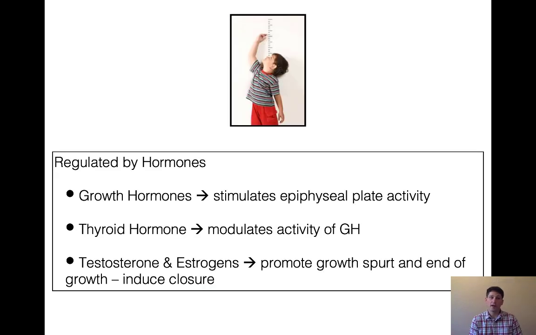So that's regulated by hormones. Growth hormone is stimulating the epiphyseal plate activity, while thyroid hormone is regulating how much growth hormone is available. Our testosterone and our estrogens are stimulating growth spurts, but they're also shutting it down when we get to about 18 to 20 years. So all of these hormones are regulating this process, and those hormones are released from endocrine glands, which travel through our circulatory system into our skeletal system.